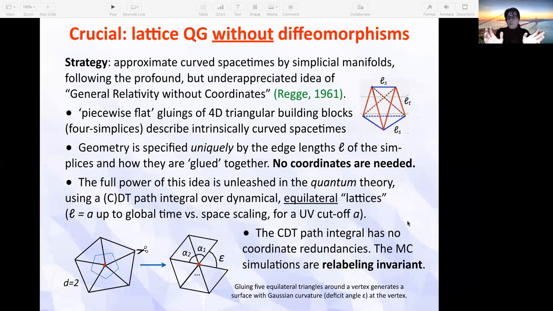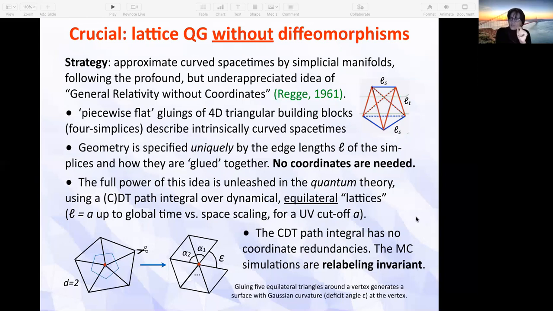Now, what is the crucial property? I never need to introduce any coordinates to describe these piecewise flat or simplicial manifolds. I only need to give you the edge lengths of all the building blocks, and I need to give you a table of how I glue them together. So how I identify them pairwise across d minus one dimensional faces, and that's it. So when one builds path integrals out of those, there are no coordinates. There is no coordinate redundancy.